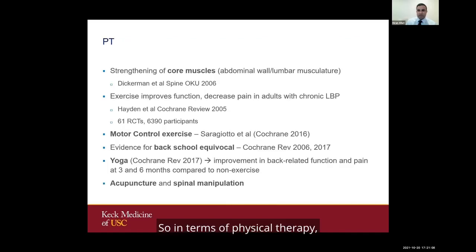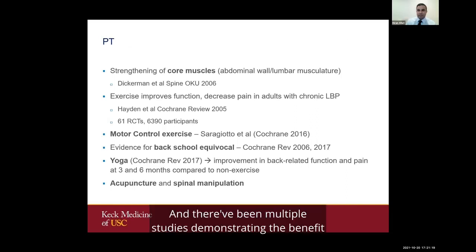So in terms of physical therapy, the main function of physical therapy is to strengthen the core muscles to take stress off of the degenerative discs to hopefully relieve pain. And there have been multiple studies demonstrating the benefit of physical therapy in patients with chronic low back pain.